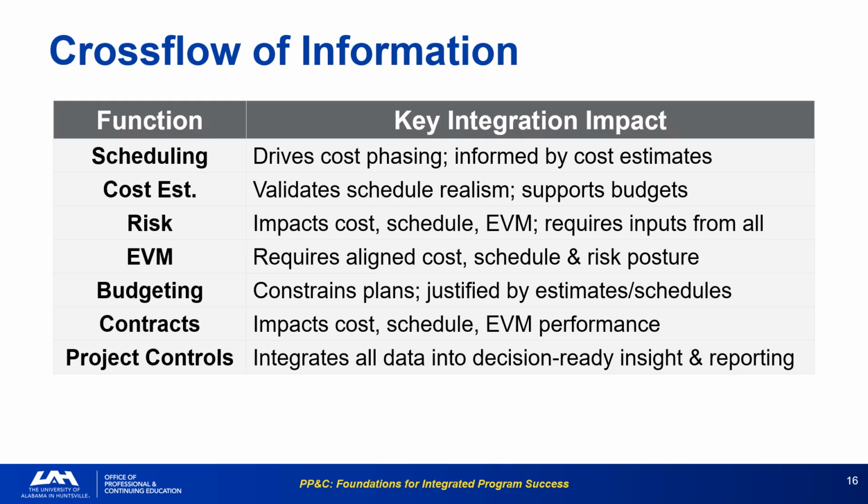We examine the essential cross-flow of inputs and outputs between the core functions. This is where the rubber meets the road. The schedule drives the phasing of costs, and risks impact EVM. You must be able to trace how a change in one function, like a schedule slip, immediately impacts another, like cost. Budgeting and cost are not aligned if budget constraints are not used to justify the estimates and schedules.